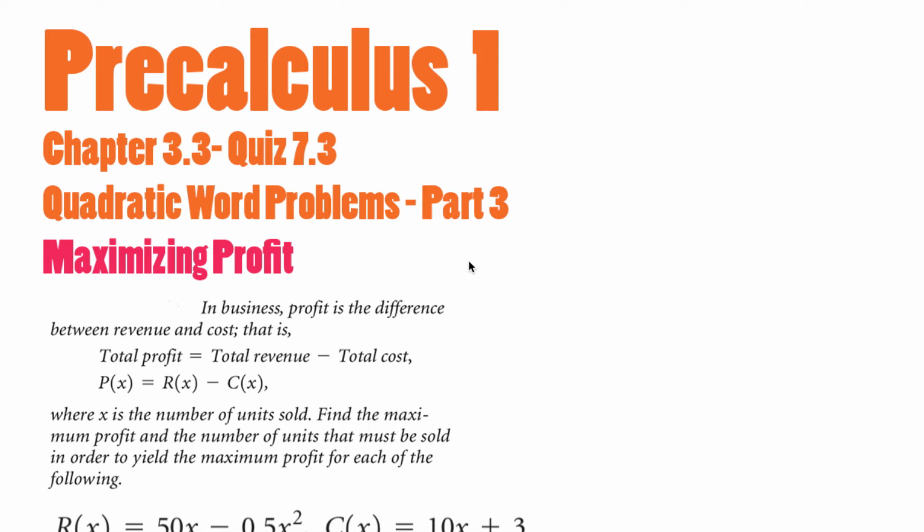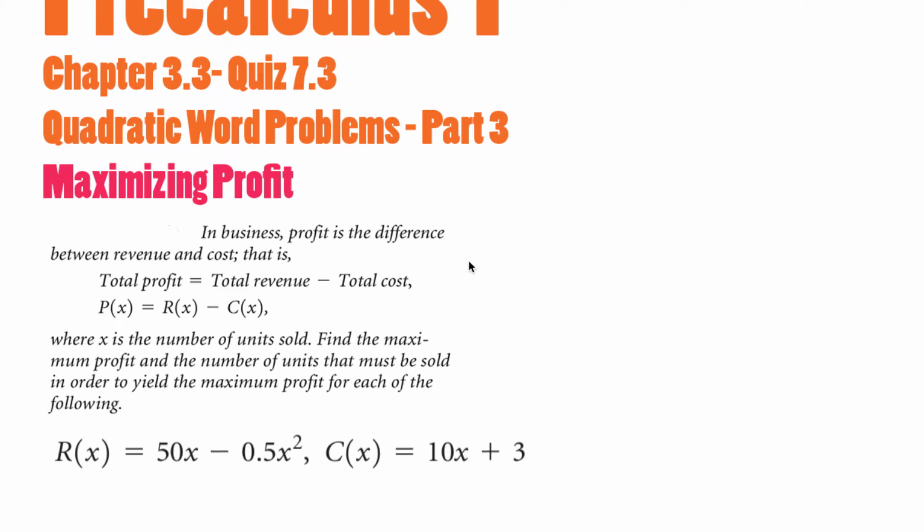In this video, we're going to do maximizing profit. Okay. So it says in business, profit is the difference between revenue and cost. That is, total profit equals total revenue minus total cost. And we're going to express that as P of X equals R of X minus C of X, where X is the number of units sold.